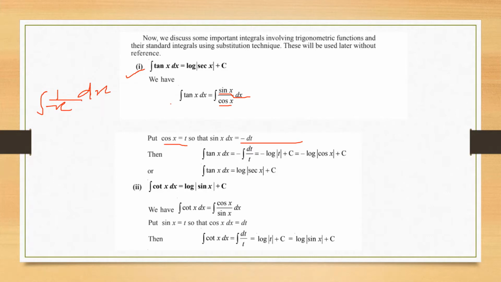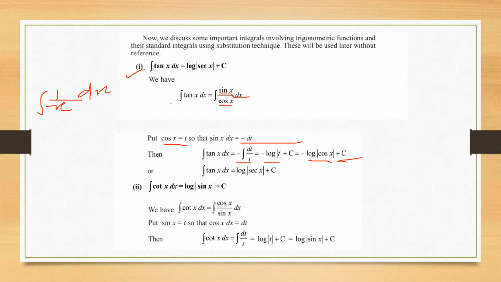It doesn't make any difference whether it is t, because this function is in terms of t, and if it is dx upon x, it will be in terms of x. So the integral is the same, and it will be minus log mod t plus c. So replace the value of t, it will be minus log mod cos x plus c. So you can take the integral of tan x as minus log mod cos x, or there is one other form where you can change it to secant form.